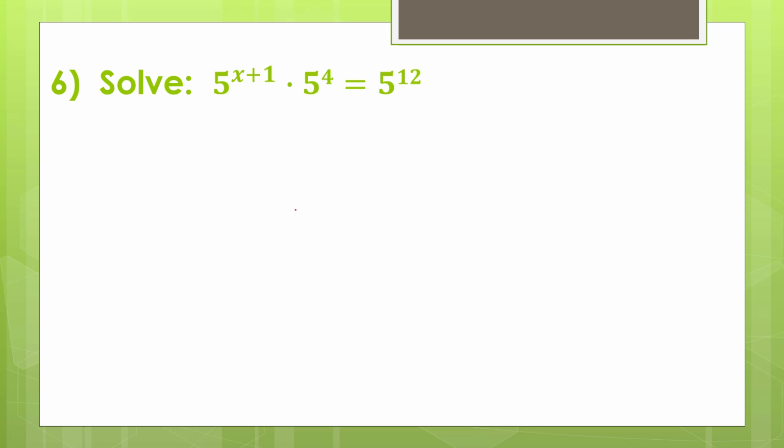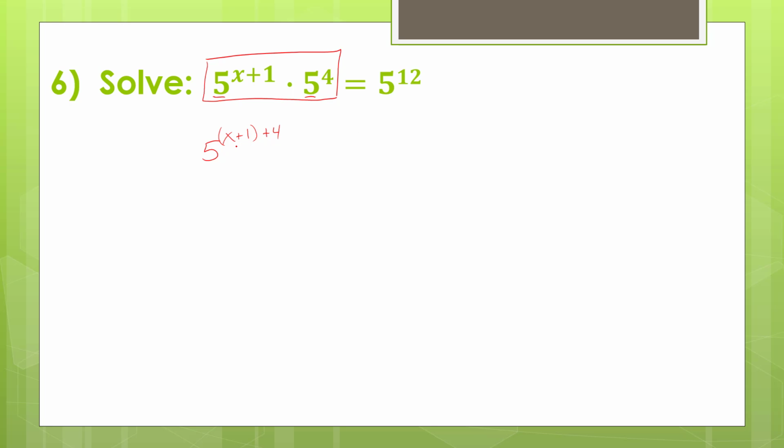Solve 5 to the x plus 1 times 5 to the 4th is equal to 5 to the 12th. Now, before I really do anything, if at all possible, you always want to simplify one side of the equation. That's kind of been a norm since 6th grade. Well, here we see that we have like bases, and when you have like bases, you can add the powers. So 5 to the x plus 1 plus 4.